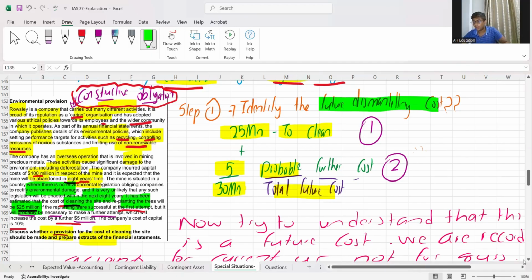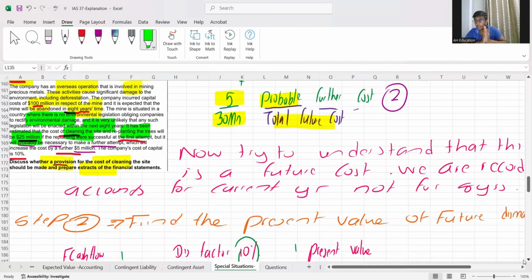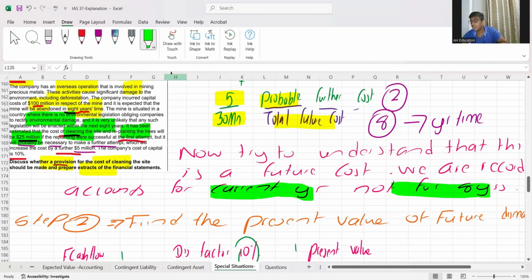Now, before moving into your second step, you need to understand we are preparing accounts for our current financial year, and these costs are supposed to be incurred in another 8 years' time. They are not going to be incurred in our current financial year, or in our next year. They are going to be incurred in another 8 years' time. And we are preparing our accounts only for our current year and not for 8 years. So we need to understand that this 8 years cost also needs to be included within our current year financial records. So what do we do?